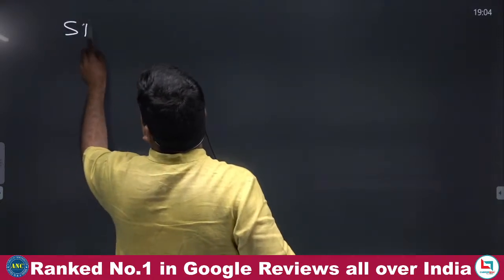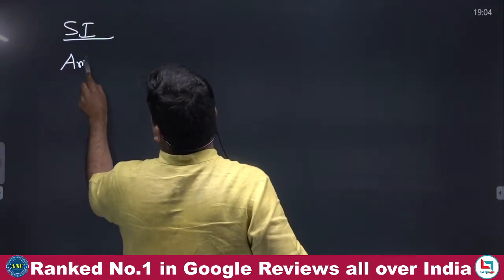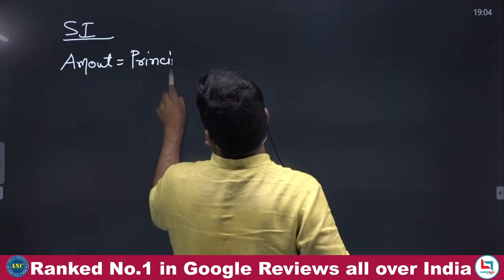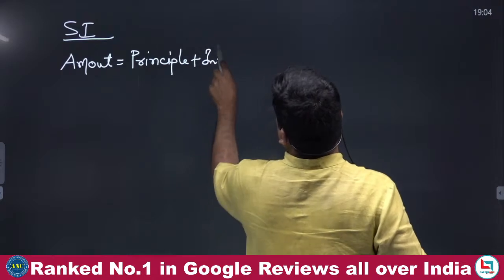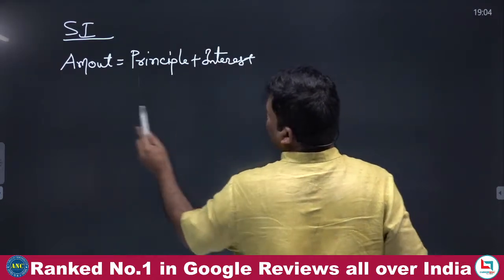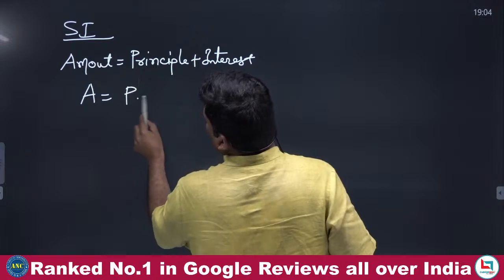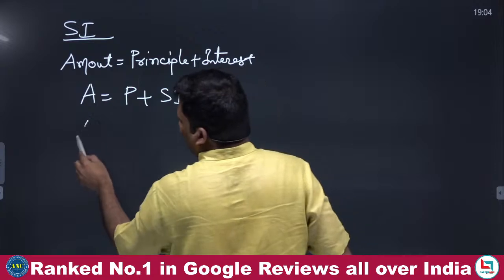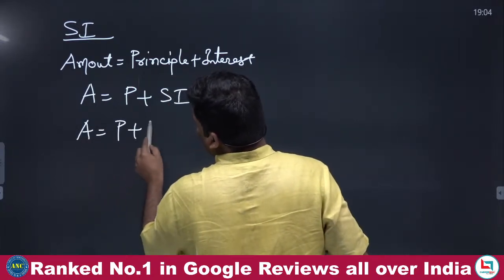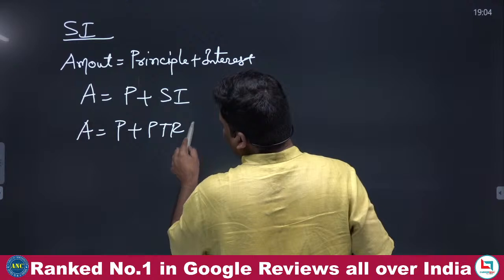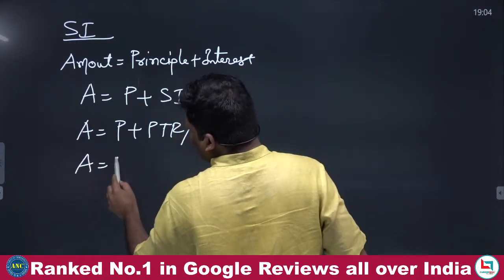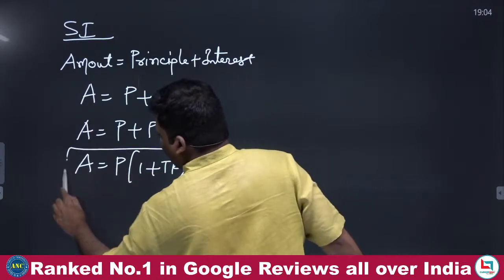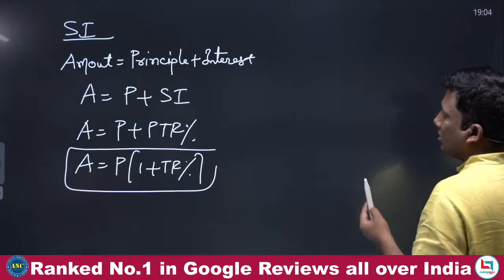In the case of simple interest, amount is equivalent to principal plus interest. It is SI. So amount is equivalent to principal plus SI. So SI is given by PTR percentage. Listen carefully. Amount is equivalent to P into 1 plus TR percentage. Now another beautiful concept will come.